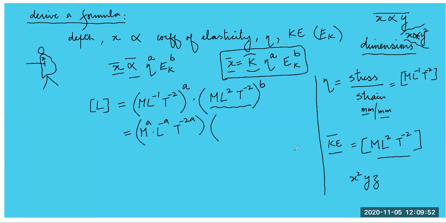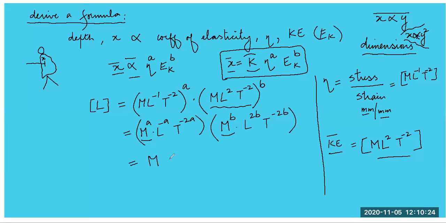So can you help me, what will this be? M raised to power b, L raised to power 2b, T raised to power minus 2b. Beautiful, really good. So now you apply that. The base is the same, M into M, so it will be M raised to power, the powers will be added. Powers of M will be added. So what will it be, Jasmine?